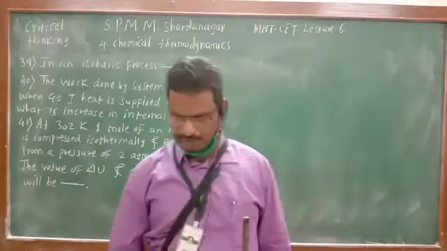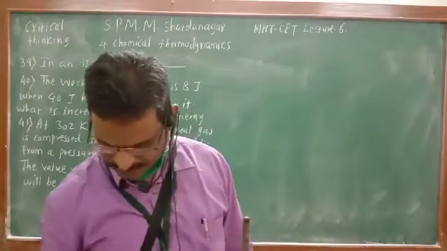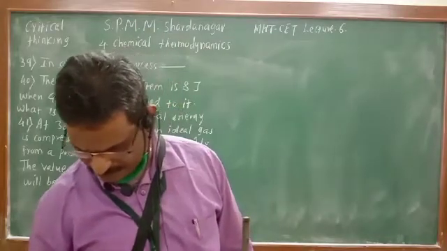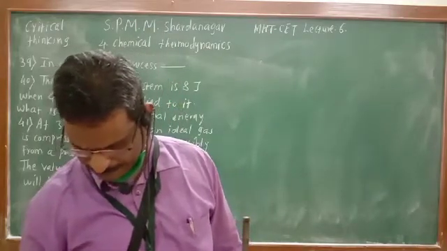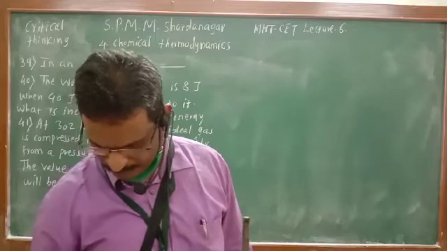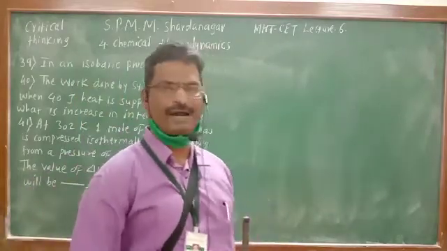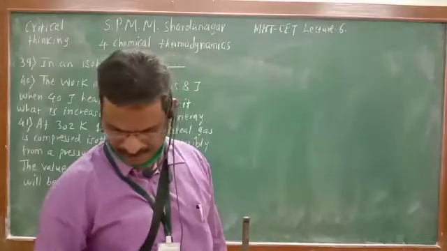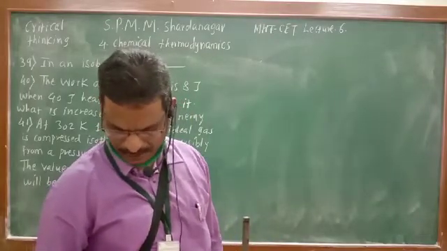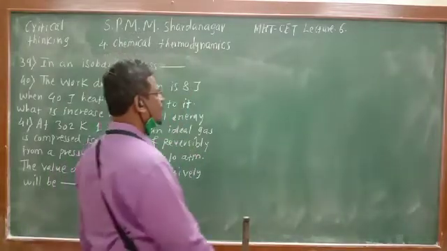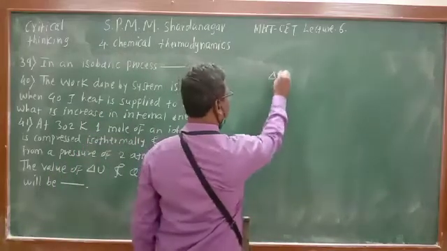And four options they have given. First option is Qp is equal to 0. Second, Qp is equal to delta U. Then Qp is equal to delta U plus P delta V. See here, a little bit of enthalpy we have to study. The correct option is C over here. Qp is equal to delta U plus P delta V, because this equation we have studied.